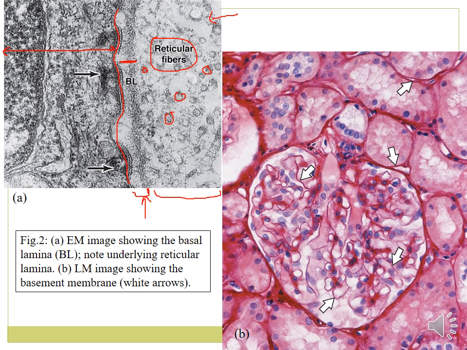In the light microscope image here, the red lines indicated by the arrows are basement membrane. All these are basement membrane. So in the light microscope, when we see a thin line under the epithelium, this is the basement membrane, which is composed of the basal lamina and the reticular lamina.